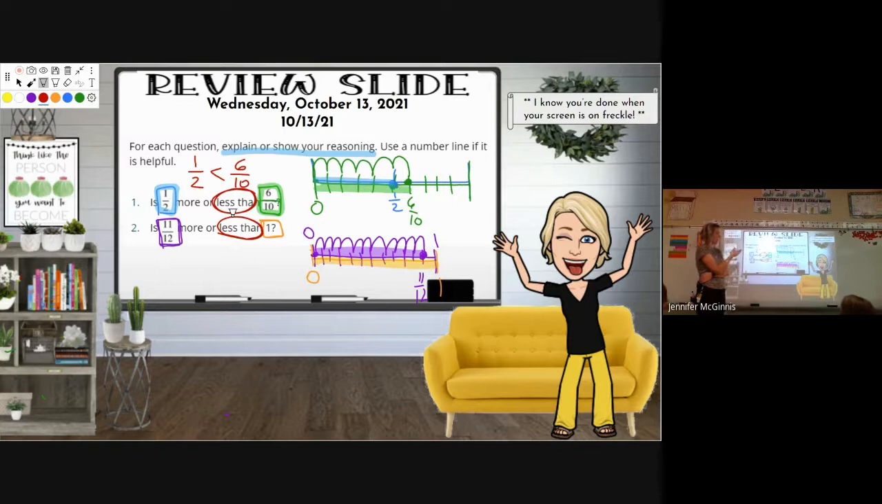If we had 12 tick marks, how many do we need to make 1 whole? Levi? We need 12 tick marks to make 1 whole, but it was 11 twelfths, so if we would have had 12 twelfths, it would have been equal. That's exactly right. So this is a good thing to do because it did tell us to explain or show our reasoning, but we know that 11 twelfths is smaller than a whole because to have a whole, we'd have to have 12 twelfths, right?